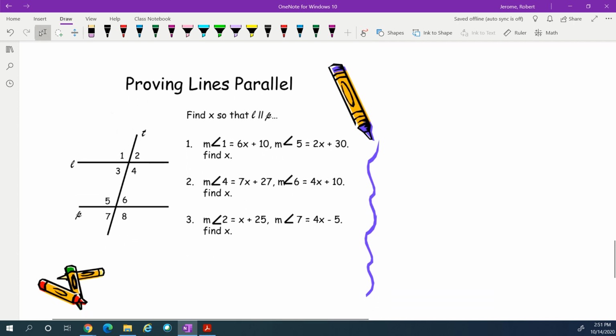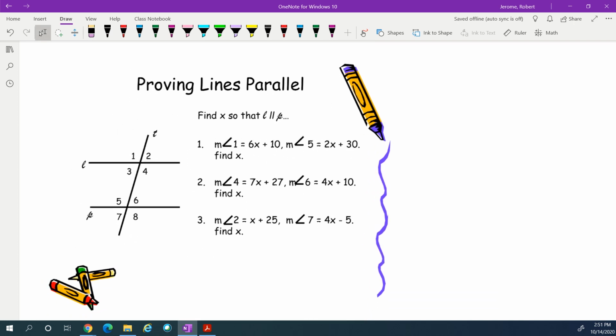Now, the other thing we could be asked to do, find the value of x so that the lines are parallel. They're asking us to make the lines parallel. Think about that. Find the value of x that makes the lines parallel. If we want the lines to be parallel, this isn't even new. We want the lines to be parallel, so make them parallel and do what you would normally do. We want them to be parallel, so treat them like they're parallel.